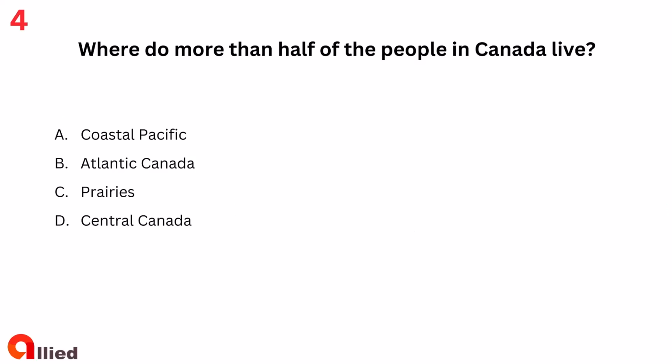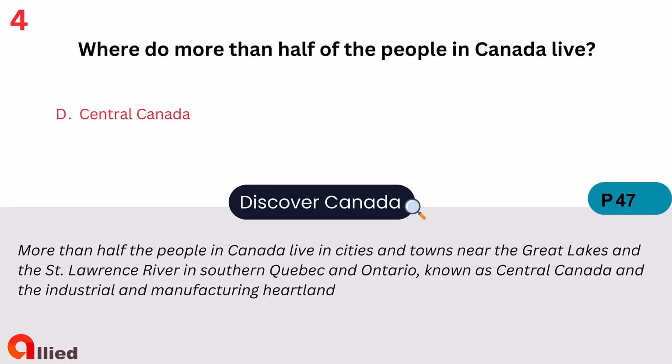Question 4. Where do more than half of the people in Canada live? A. Coastal Pacific. B. Atlantic Canada. C. Prairies. D. Central Canada. The answer is D. Central Canada.